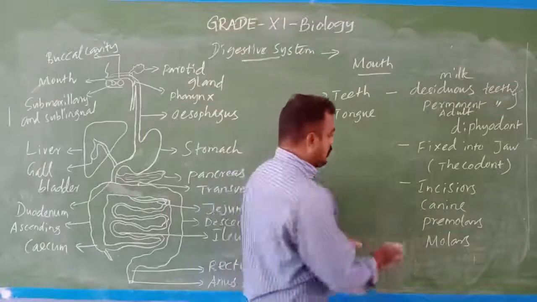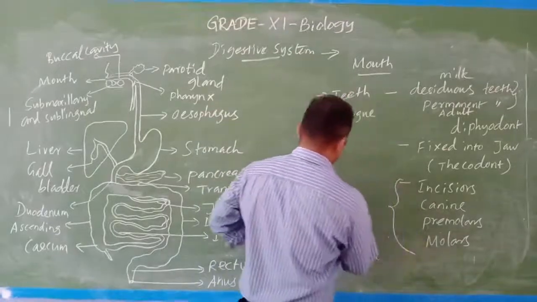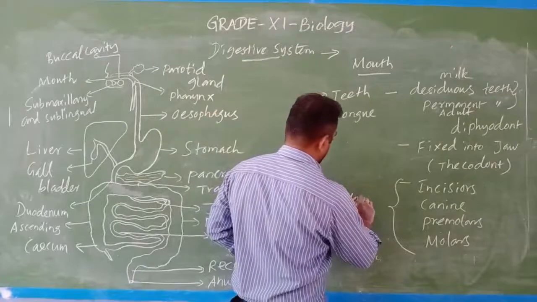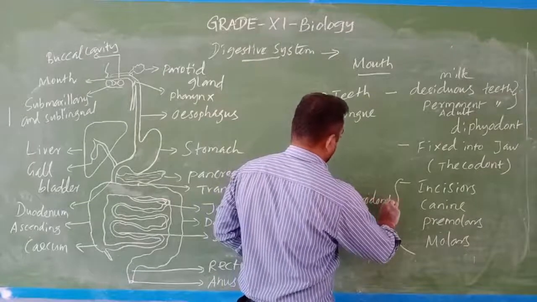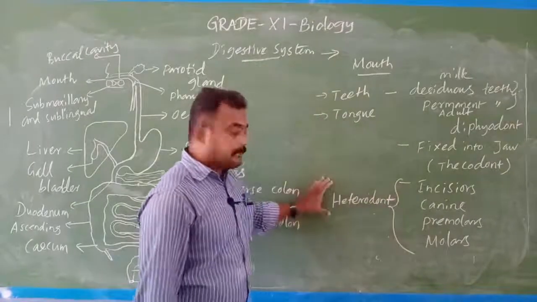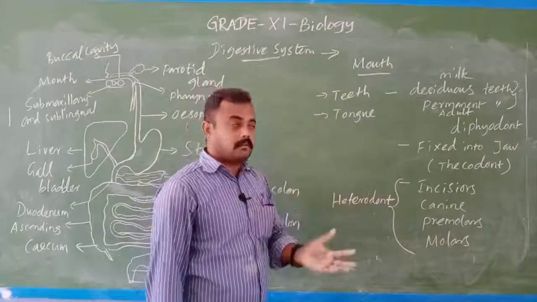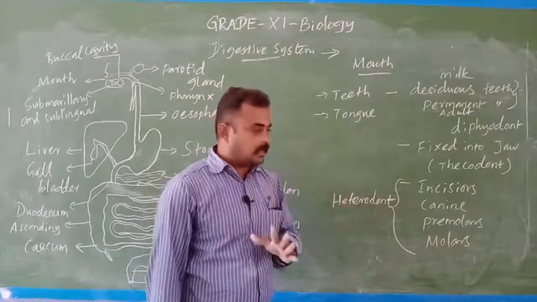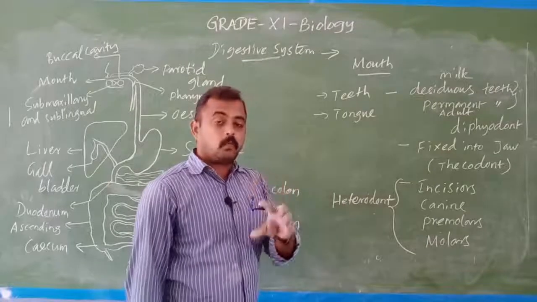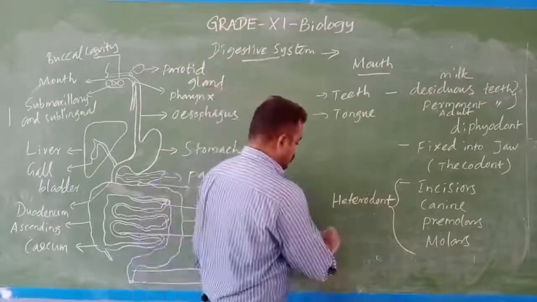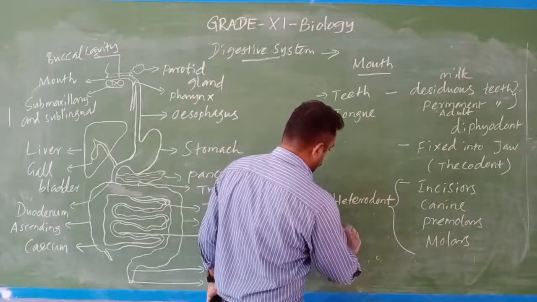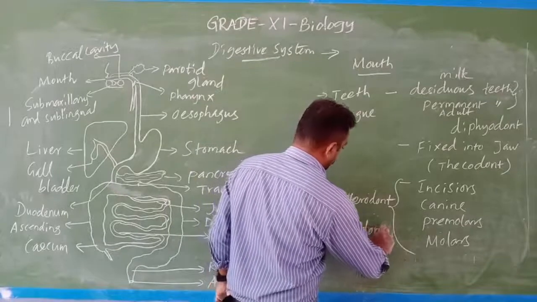That's why it is called heterodont. This type of teeth is known as heterodont teeth. That means different kinds of teeth present in one animal. If only one kind of teeth is present, that means homodont.